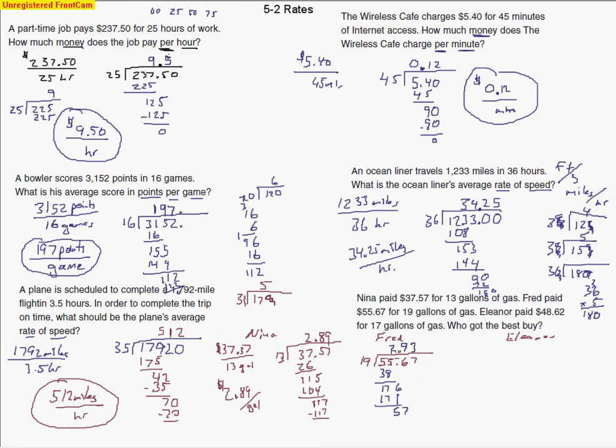So 3 times 9 makes 27. 3 times 1 makes 3 plus 2 makes 5. So there it is. He paid $2.93 per gallon. So a little bit more. So far Nina's got the better deal. Well, we got one more person to check out, and that's Eleanor.